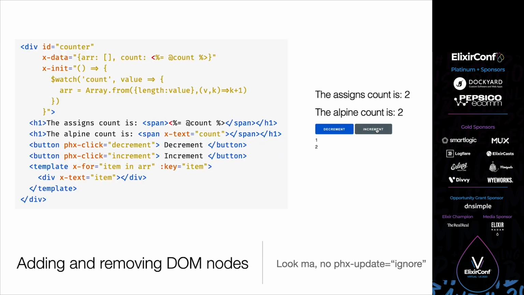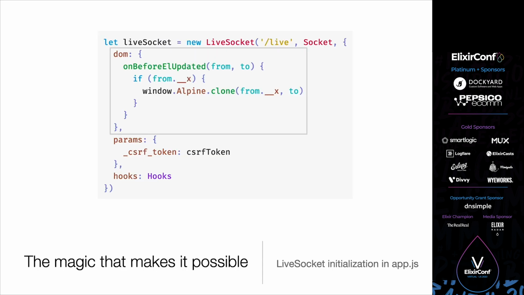To prove it, here's some LiveView code intermixed with AlpineJS code. It tracks a LiveView count assign, shadowing it in an Alpine data property, and adds and removes DOM nodes as the count is incremented and decremented. To enable AlpineJS interop, you need to initialize your live socket in app.js with the dom property, as shown here.